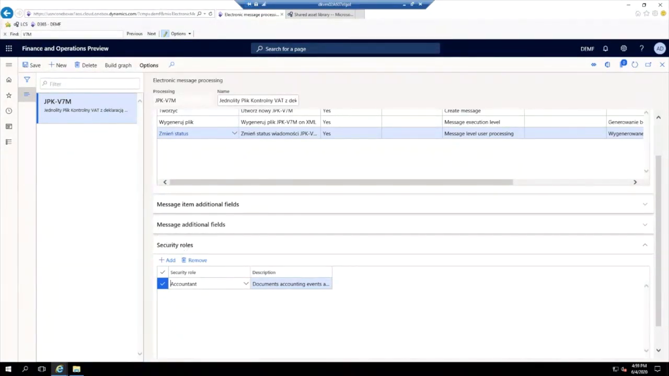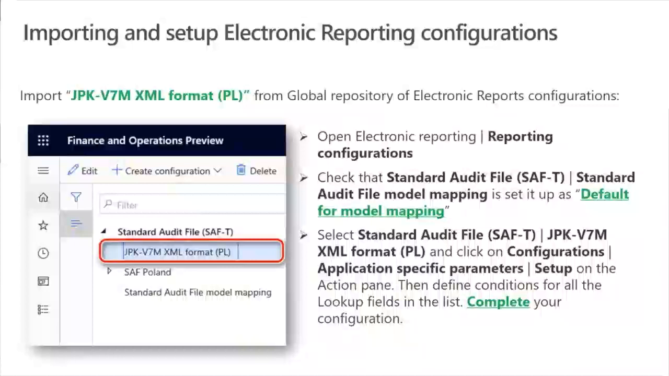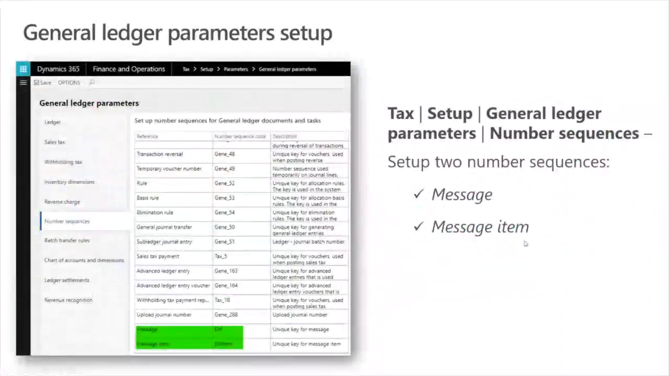I think we can go back to the presentation, and looking back, we have reviewed the process of setup. We went through the following steps. First, we imported the new electronic reporting format configuration and set up application specific parameters for it. We also defined two number sequences used by electronic messaging functionality.